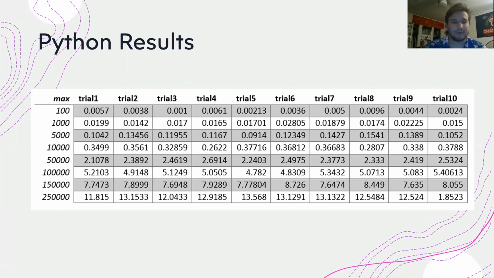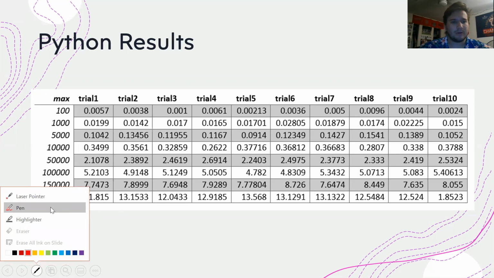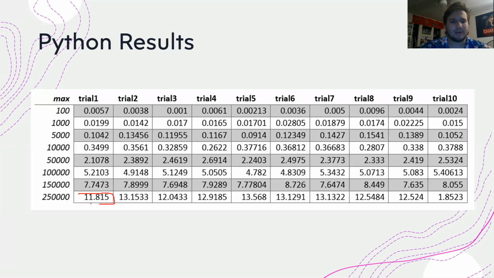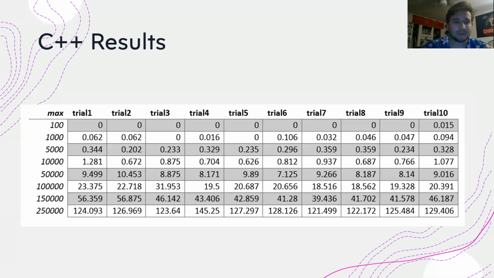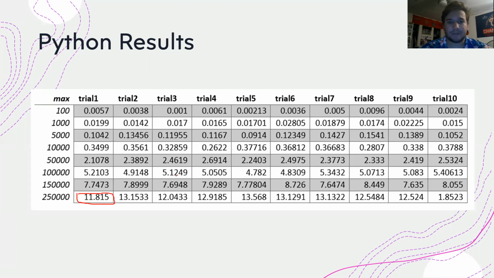So as we can see between the two, if we just look at 250,000, this last one right here, trial one, for Python returned about 11.8 seconds, whereas C++ returned 124 seconds. And that really took me by surprise based off what I thought I had known to be fact from what I was reading. And so that really surprised me between the two.